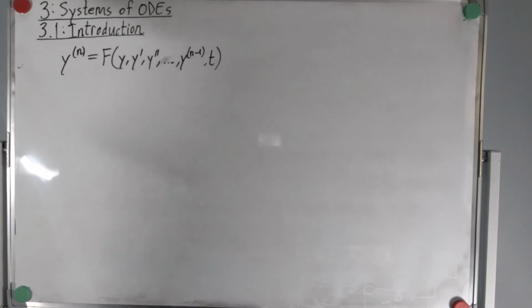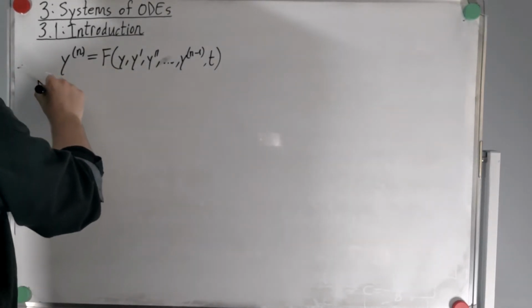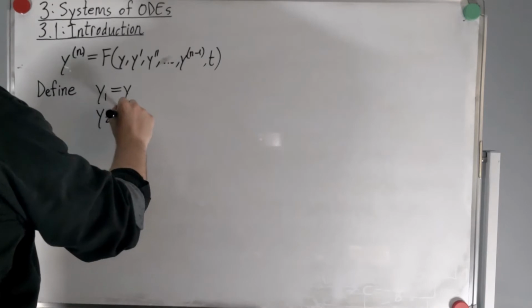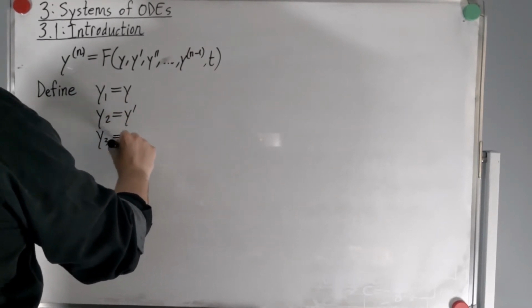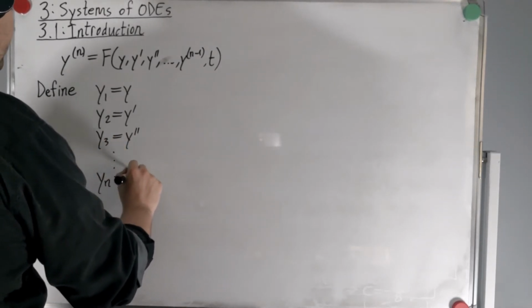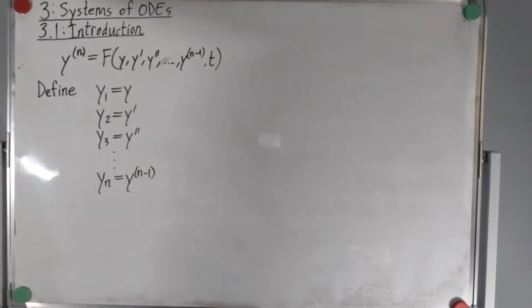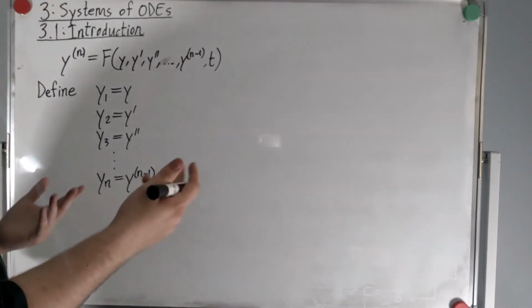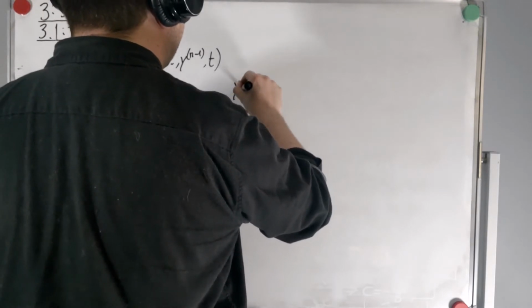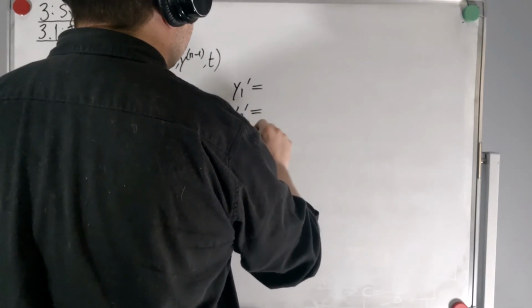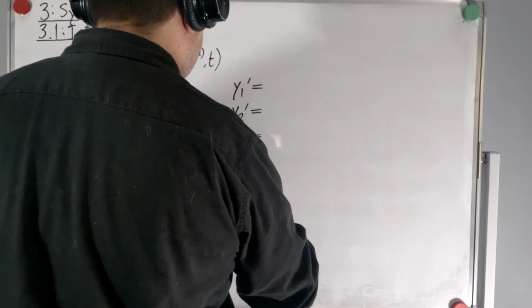So we're going to rephrase this. We're going to define y1 to be y, y2 to be y prime, y3 to be y prime prime, dot, dot, dot, yn to be the n minus first derivative of y. So in that case, this becomes a system, because let's take a look at this now. y1 prime, y2 prime, y3 prime, dot, dot, dot, yn prime.